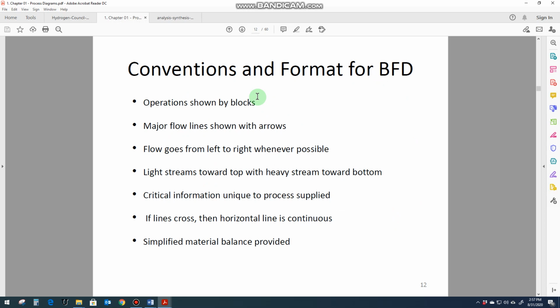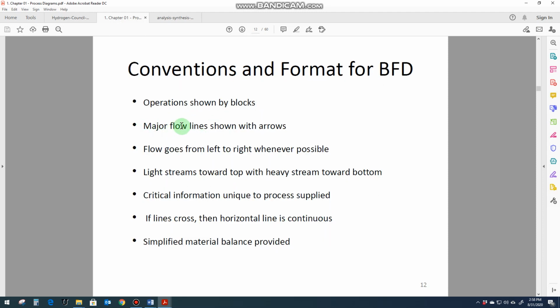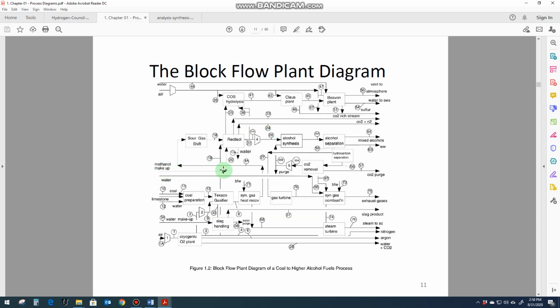Now let's see what are the conventions and the formats for the block flow diagram. Operations shown by blocks. The first thing that you see here is that the operations that are taking place here are represented by blocks. Major flow lines are shown with arrows. Here you can see the major connection lines. These are shown by the arrows.